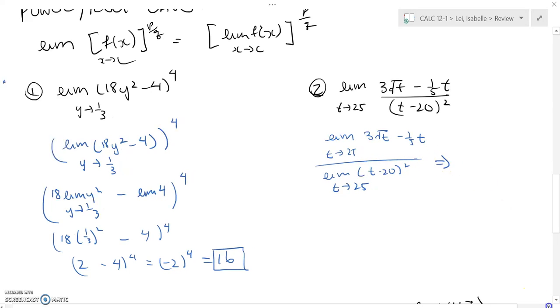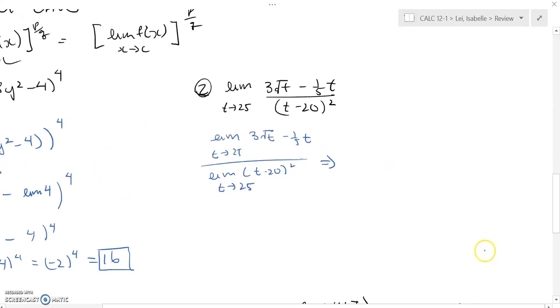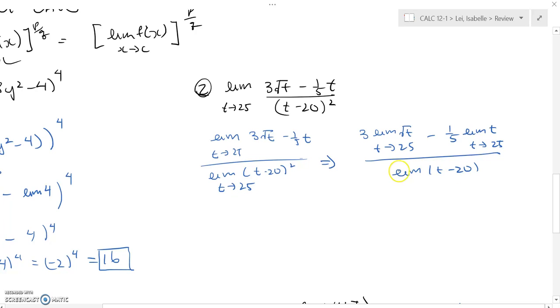This becomes, if I could give myself a little bit more space, 3 times the limit of root t as t approaches 25 minus 1 over 5 times the limit of t as t approaches 25, all over, and this is where we apply the product rule, the limit of t minus 20 as t approaches 25, all squared.